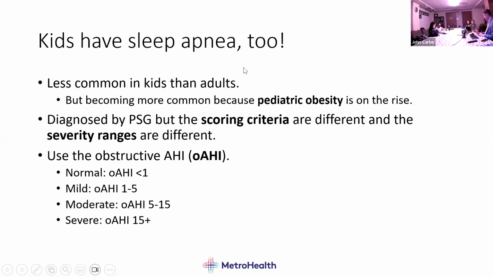I'm sure you're all familiar with adults: 0 to 5 would be normal, 5 to 15 mild, 15 to 30 moderate, 30 plus severe. In kids, we use slightly different cut points, again using the OHI. So an OHI between 1 and 5 is considered mild obstructive sleep apnea in kids. 5 to nobody really agrees. Here we say 15, some people say 10, would be moderate. And then either 10 or 15 plus is considered severe apnea.